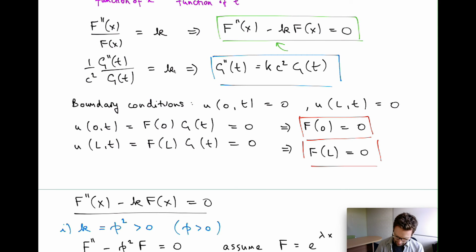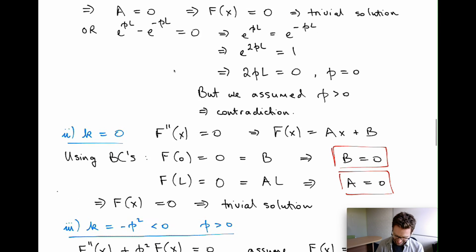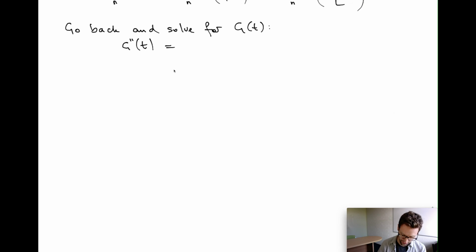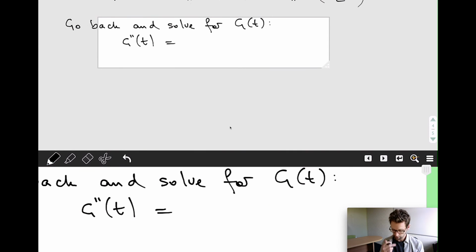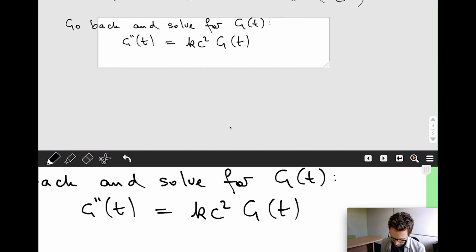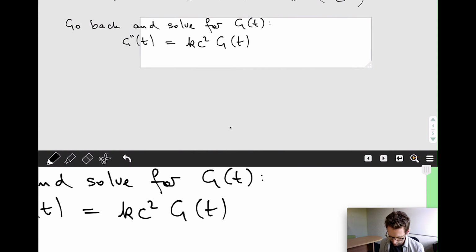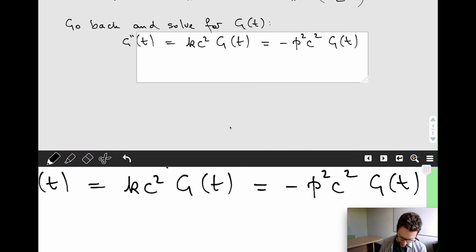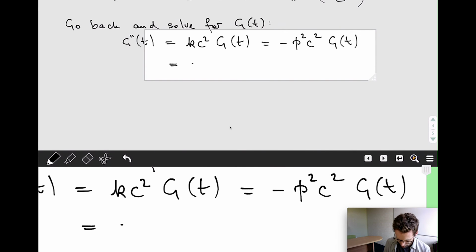Now the thing to remember about this is that the value of k hasn't changed. It has to be the same for both f of x and g of t. So we have g double prime of t is equal to k c squared g of t. And we saw that k was equal to minus p squared. So we have minus p squared c squared g of t, where again we saw that p was equal to n pi over L.